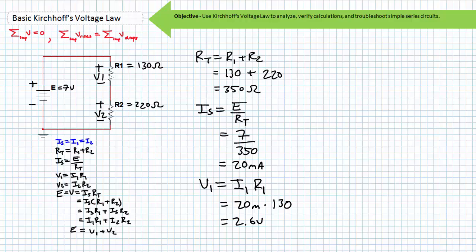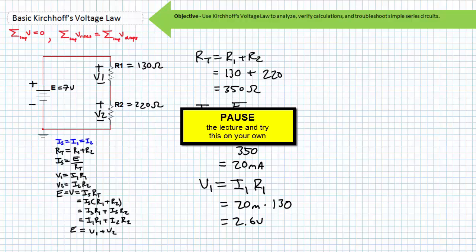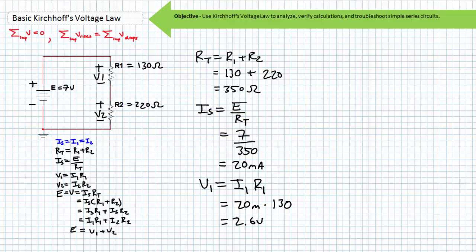Now, what's the voltage drop across resistor 2? Here's the important part. Without using Ohm's law. Use Kirchhoff's voltage law. Pause the lecture and take your best shot at this. We need to perform an analysis of the voltage rises and drops for this series loop. We previously demonstrated this circuit should exhibit a rise of E on one side of the equation, a drop of V1 on the other side of the equation, and another drop of V2.